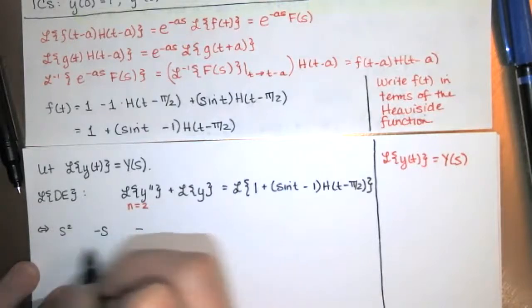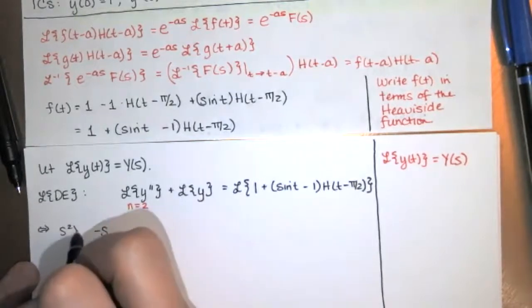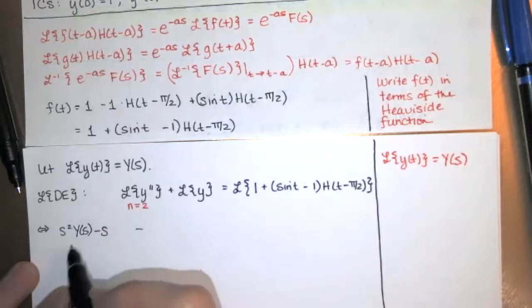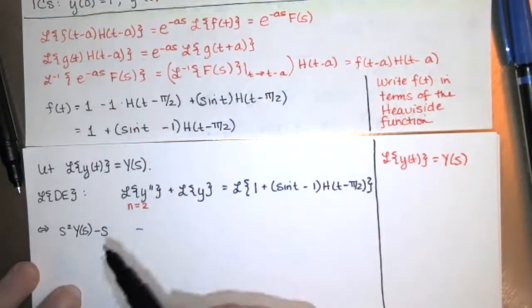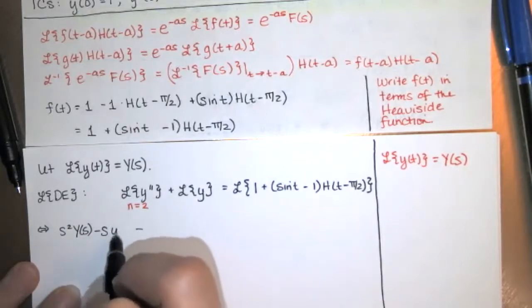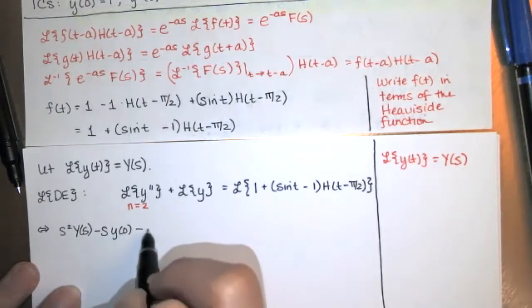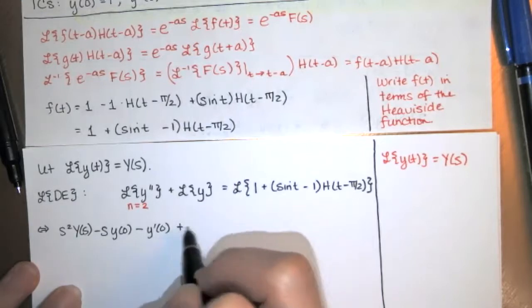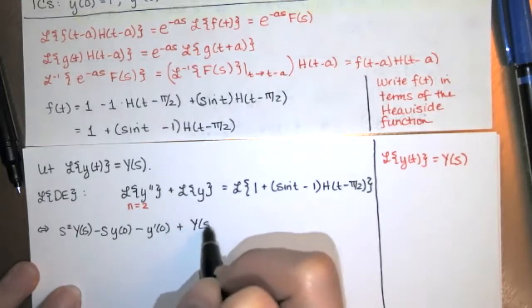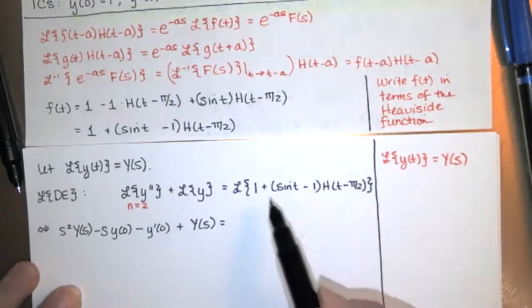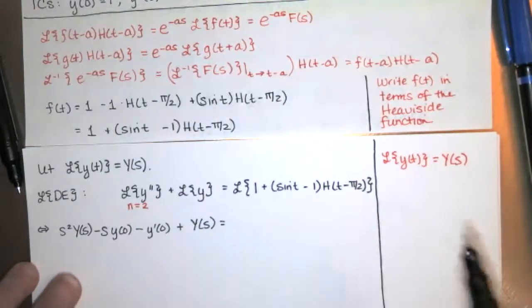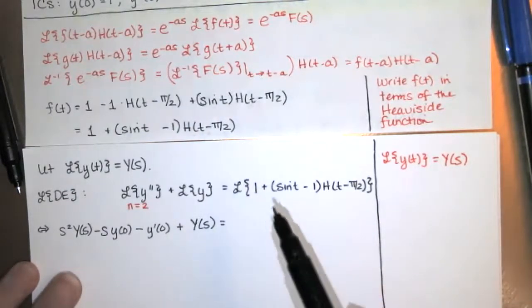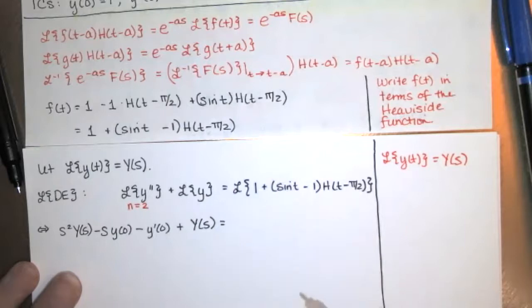And then each of these terms has something multiplying it. The first one has the Laplace transform of this function little y multiplying it. And then the order of the derivative increases as you go from left to right. So I have y of 0 and y prime of 0. And then we'll add the Laplace transform of y, which is just Y of s. And then we have the Laplace transform of a sum. I could have said the Laplace transform of 1 plus the Laplace transform of that piece.